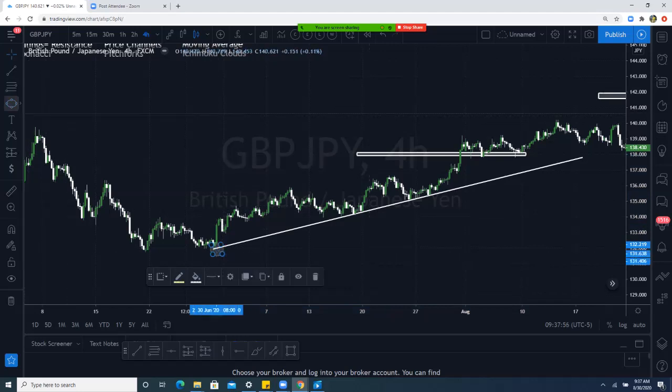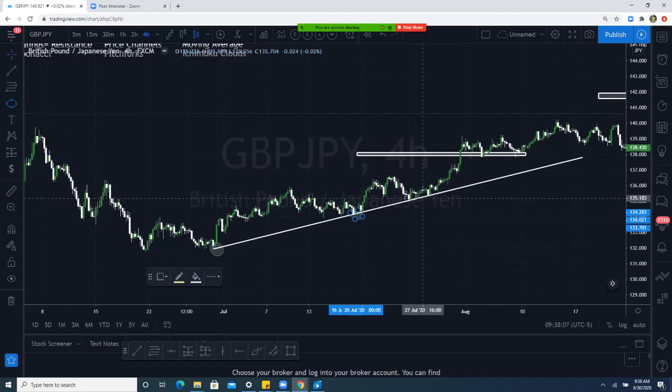And if it's an uptrend, you want to draw a trend line to find a support because you want to buy on uptrends and you want to sell on downtrends. So you're looking for support when you're doing an uptrend. So you see how this trend line is going upwards. So this is an uptrend.